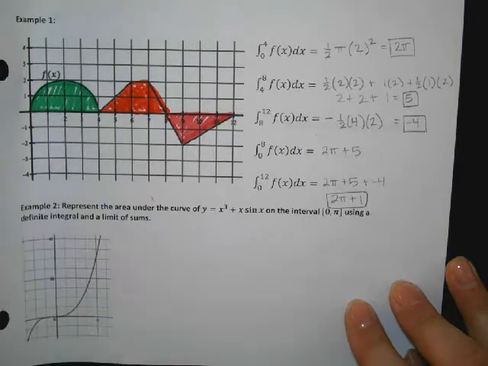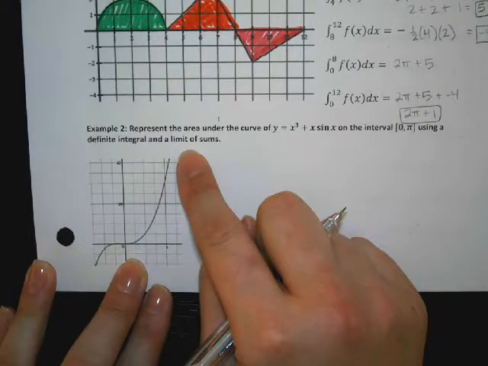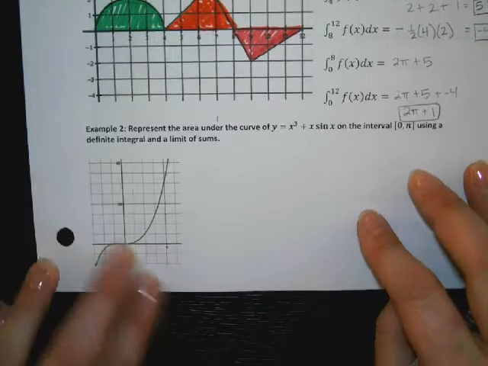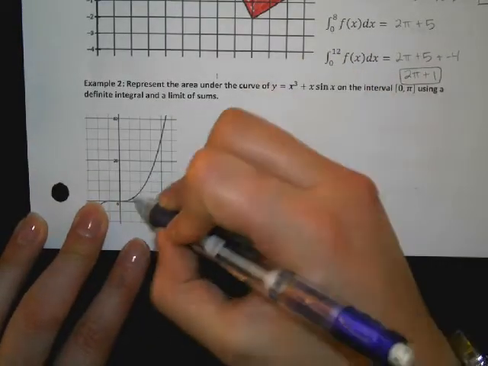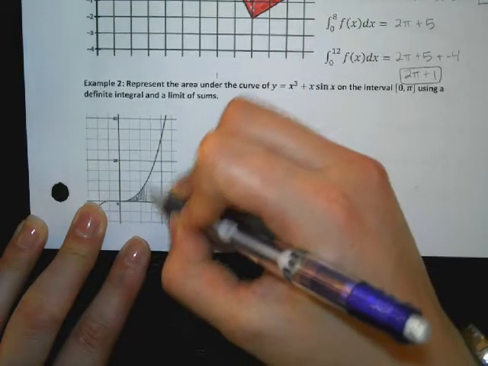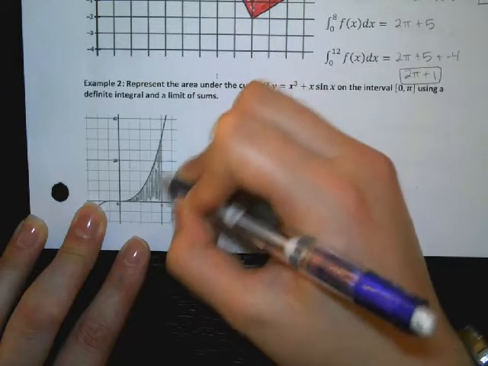Okay. So example 2 wants us to represent the area under the curve on that given interval, and they want us to use the definite integral, which is the new notation we're using today. They also want us to use a limit of sum. So we're going to write it both of the ways that we know how. Okay? So I'm going to go ahead and shade this area from 0 to pi, because that's what we're representing. Right in here.